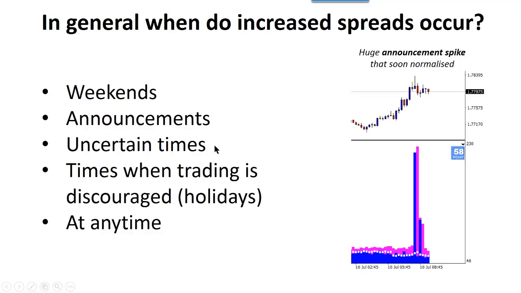There's an example of uncertain times coming up soon, and it happens over weekends. Brokers don't want you to trade over weekends, so they increase their spreads dramatically over weekends, and at times when trading is discouraged, like Christmas or New Year, or holidays like the 4th of July, that type of thing. Brokers would generally increase their spreads to discourage trading. And then the last one, at any time. Now you'll see today, any time applied very strongly.